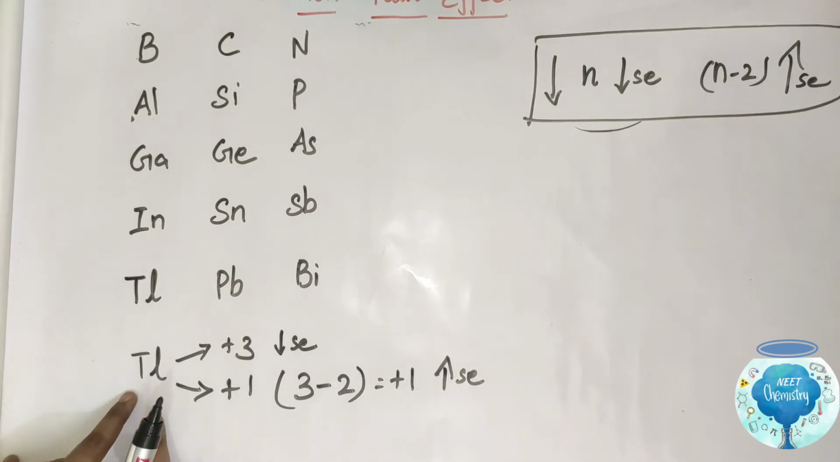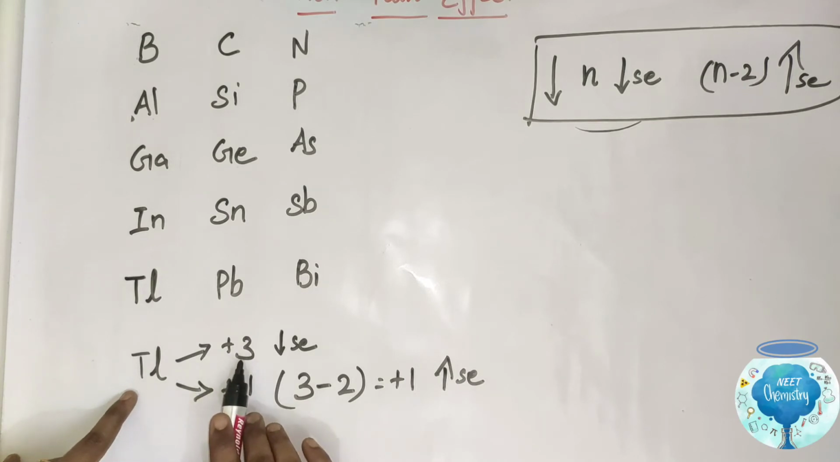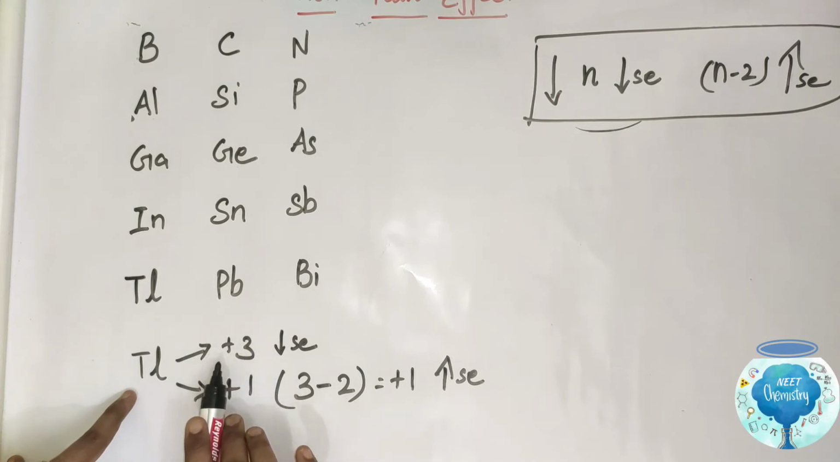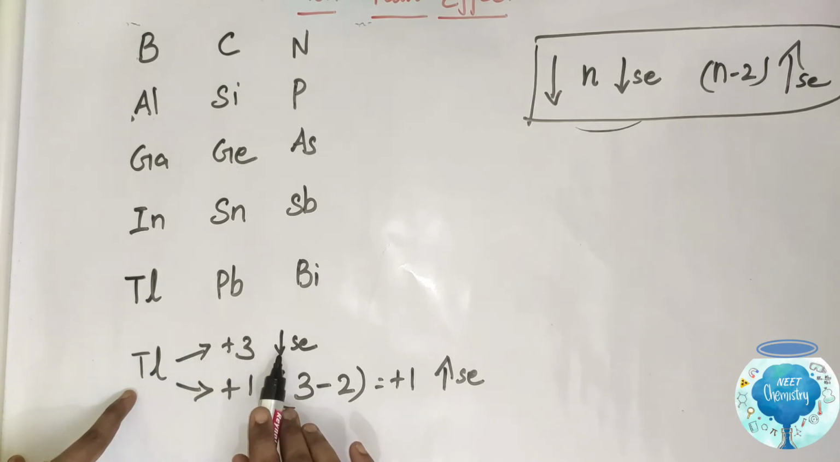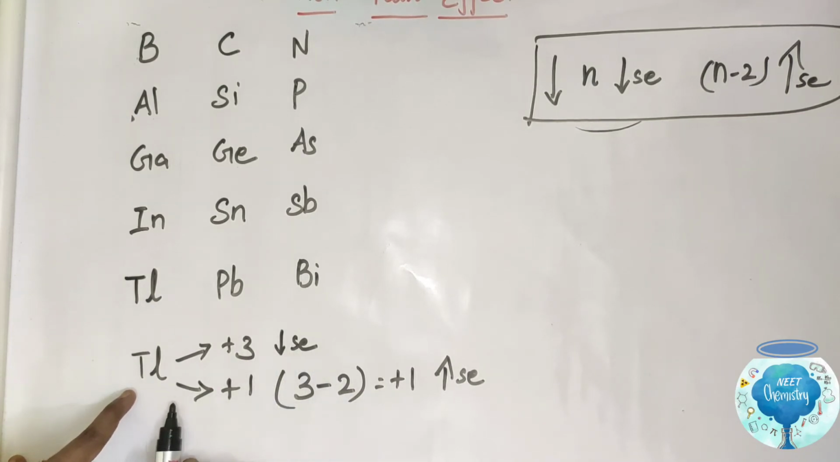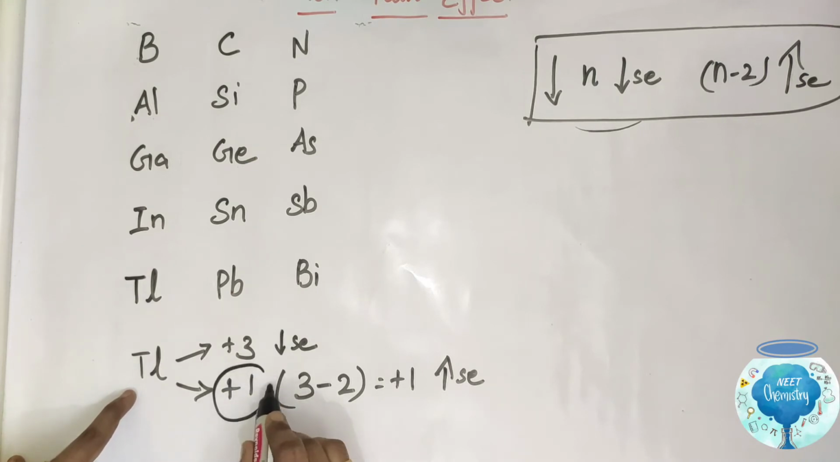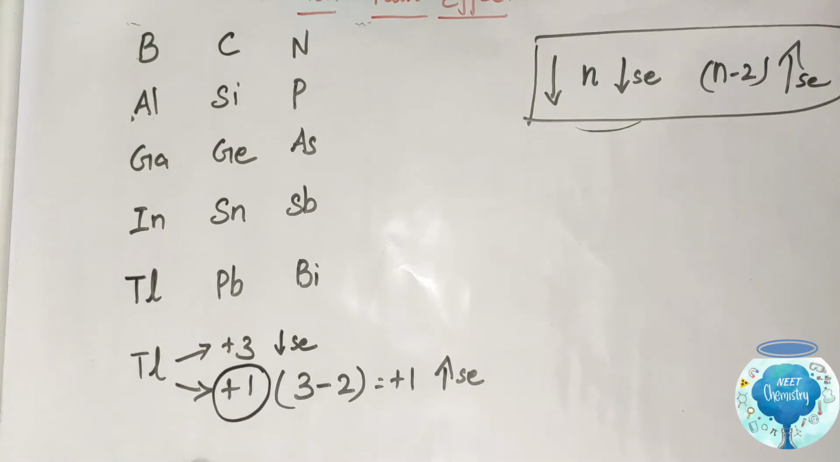So thallium has two oxidation states, +3 and +1. The maximum oxidation state of the boron family, +3, decreases down the group. Thallium's more stable oxidation state is +1.